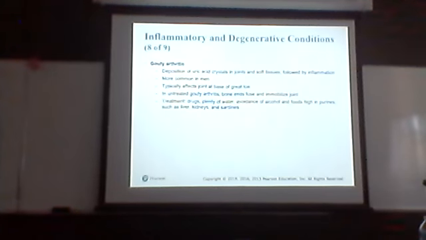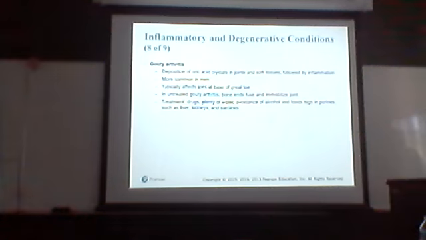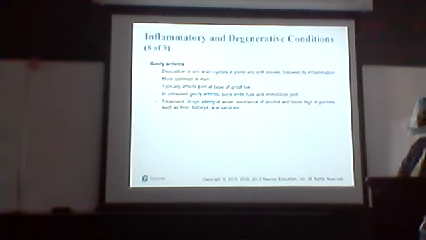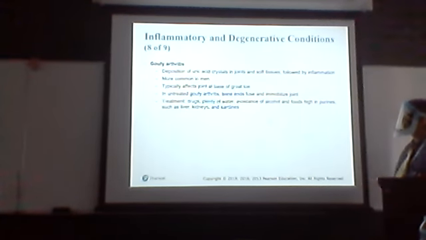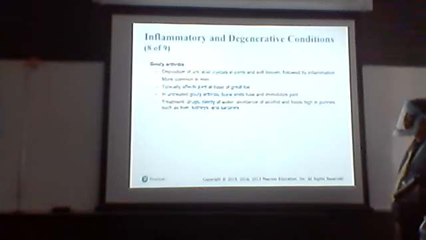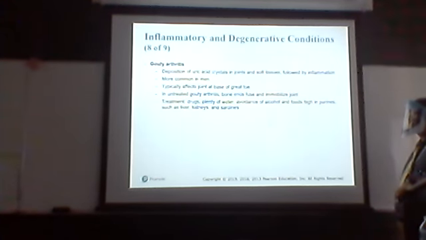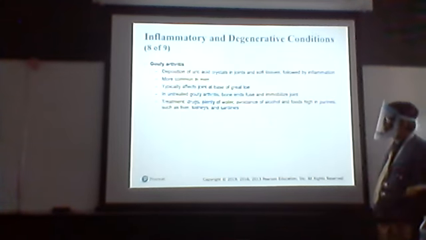All right, gouty arthritis, uric acid. So you're depositing crystals of uric acid in the joints. This is more common in men, really common at the base of the big toe.